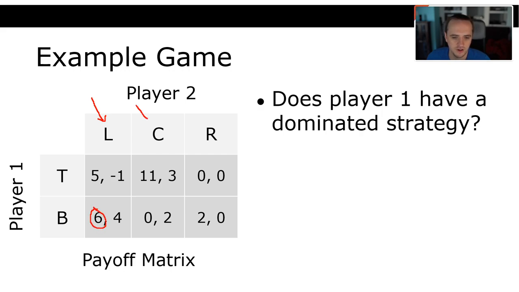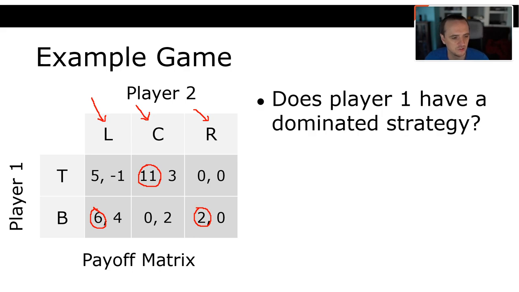Okay. If the other player chooses center, then if we choose top, we get 11. If we choose bottom, we get zero. And so top is better in that case. So no, unfortunately, top is not a dominated strategy. Okay. If we chose right, we don't need to keep going because it's done better in one case. If we choose top, we get zero. If we choose bottom, we get two. And so here are the best choices we could make given all of the possible things that the other player could do. So for this particular payoff matrix, we have no dominated strategy, meaning no particular strategy is worse than all the other ones.